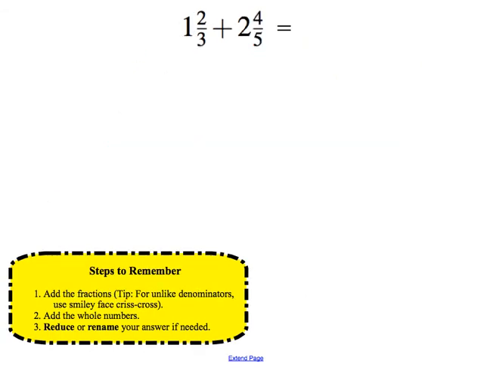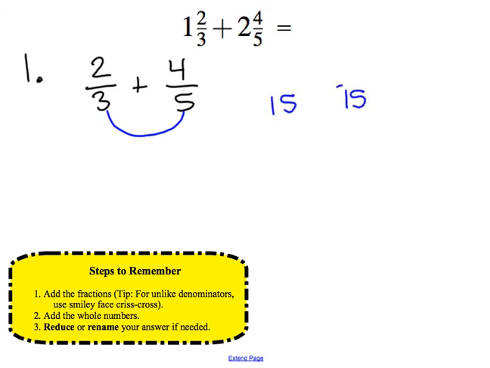Here is a similar problem again, where our denominators are unlike. So we're going to use smiley face crisscross again. So let's start with our step 1, taking our fraction 2/3 plus our other fraction 4/5. We have unlike denominators, so we're going to go ahead and use our strategy, smiley face crisscross, giving us new denominators of 15. We're going to criss, and we're going to cross, and we're going to add. 15 stays the same. 10 plus 12 is 22.